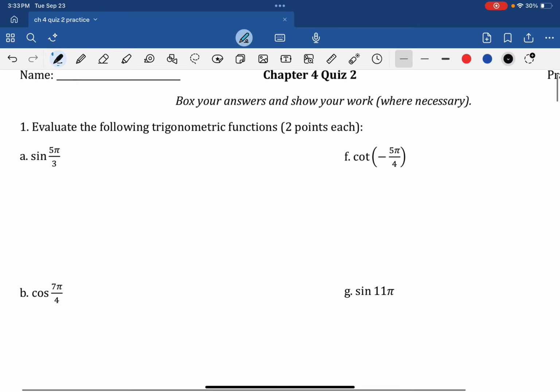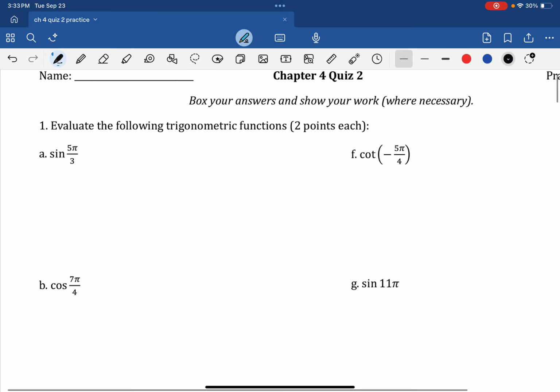Okay, let me zoom in a little bit. Well, first I'm going to think about where this is on the unit circle. Well, 5 pi over 3 is just 2 pi minus pi over 3, because 2 pi is 6 pi over 3. So I'm going to go to 2 pi and then go pi over 3 backwards. That's kind of how I'm thinking about it.